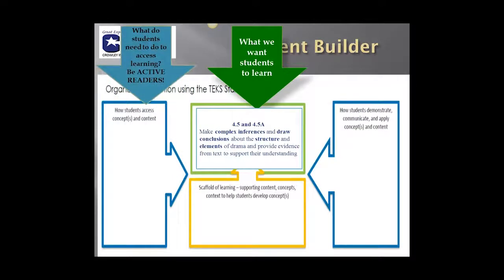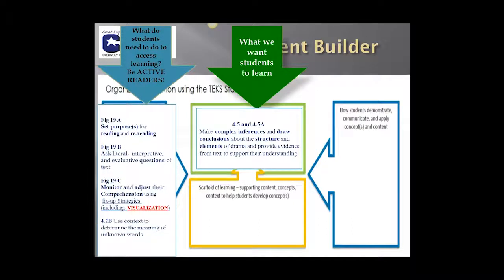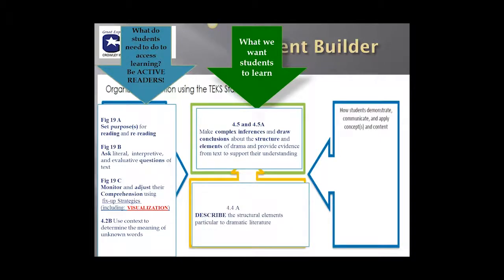Next, we ask ourselves, what do students need to do to access learning? They need to be active readers. So we'll put our process standards, Figure 19A, B, and C here. Students also need to use context to determine the meaning of unknown words. A scaffold for learning for this standard could be 4.4a, where they describe the structural elements particular to dramatic literature.